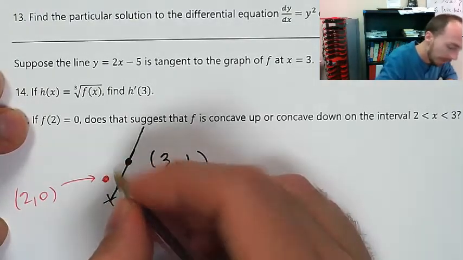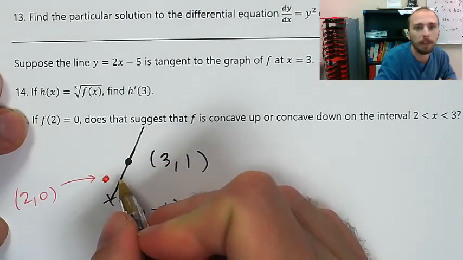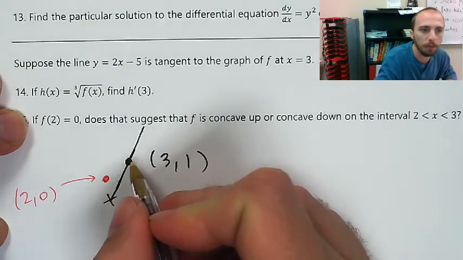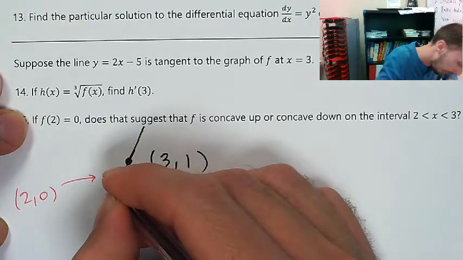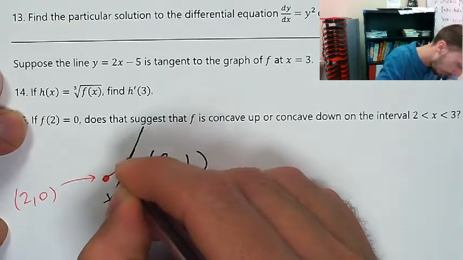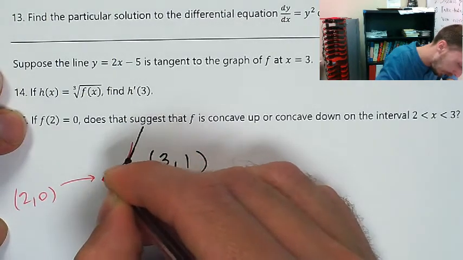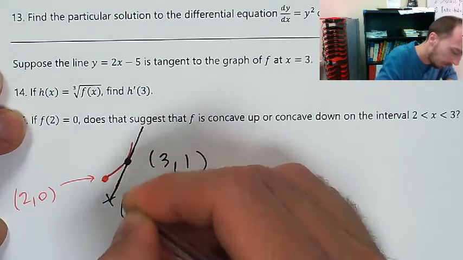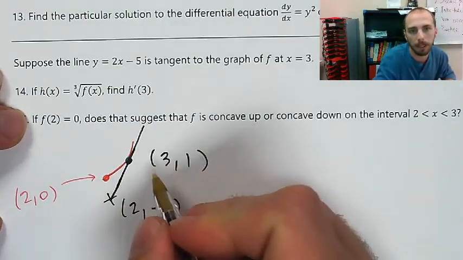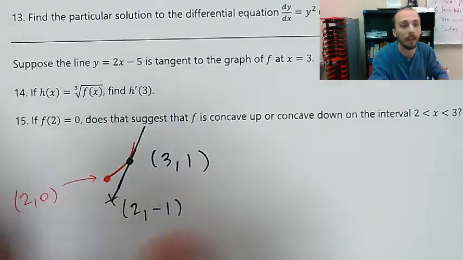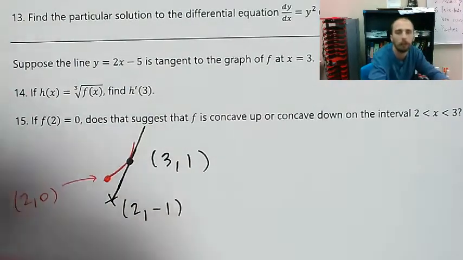And that to me means, provided that there's not some sort of point of inflection between x equals 2 and x equals 3, that in order for it to be tangent there, it's probably concave up. And so it would suggest that f is concave up based on this whole scenario here.